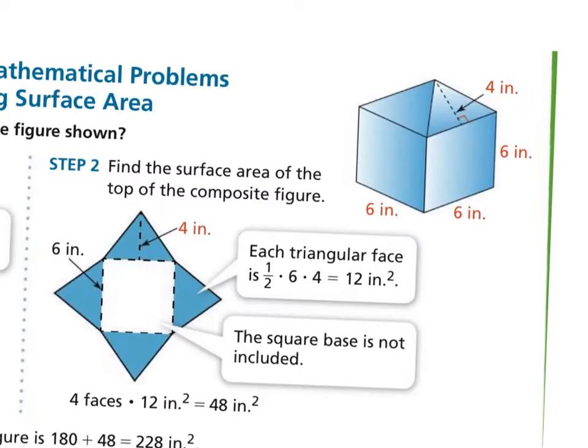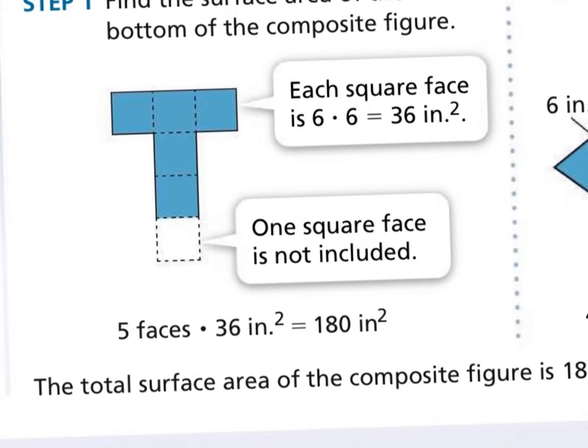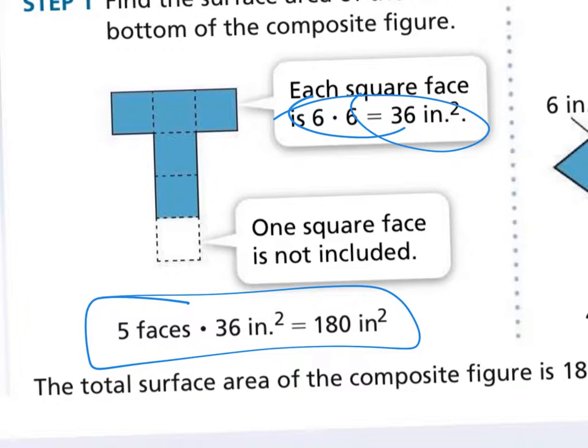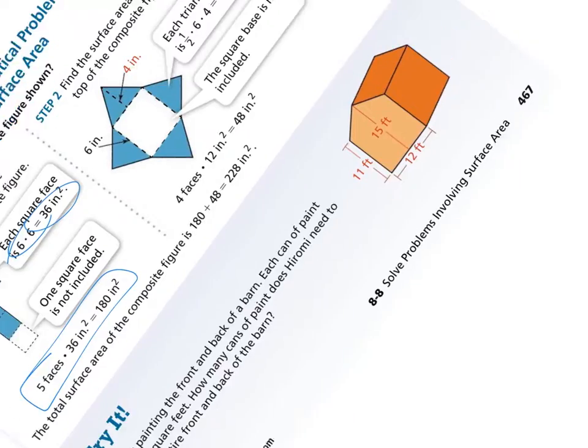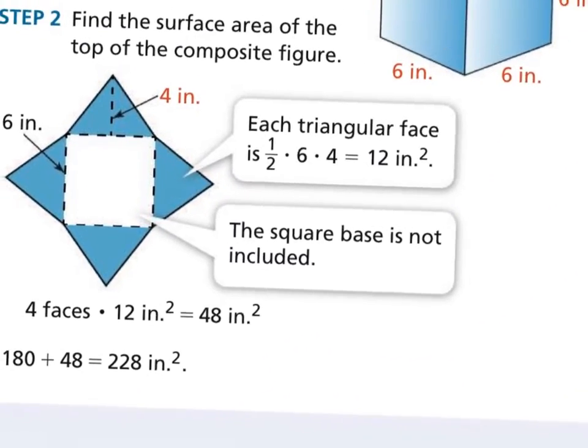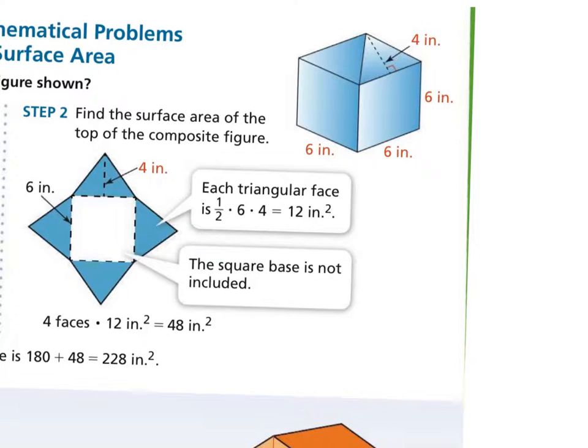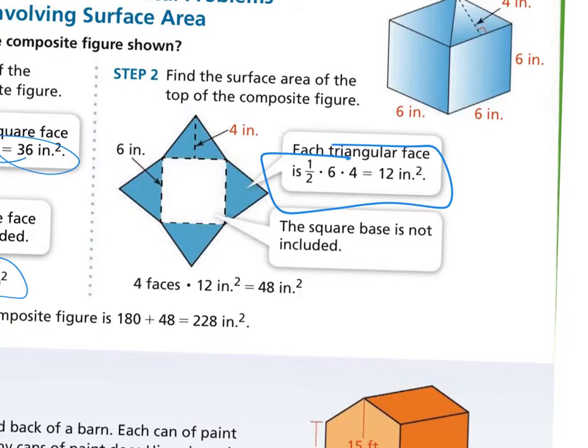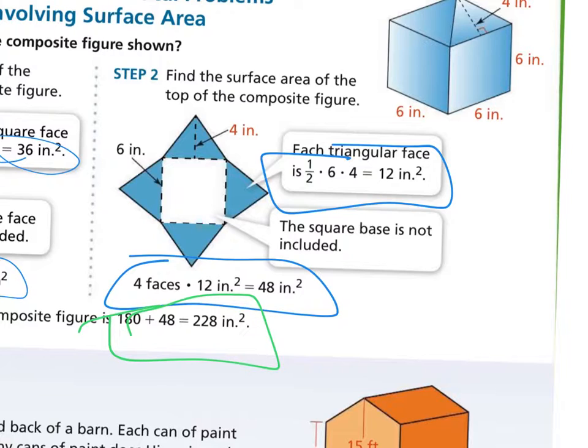So that's why in your book here they're doing 6 times 6 is 36 for one of these. And then they're multiplying that by 5 to get 180. That's all the square pieces. And then we've got the triangles. Each triangle has a base of 6, a height of 4. So that's 12 for one of these. And then we've got 4 of those triangles, so 12 times 4 is 48. And then just add those together is 228 square inches.